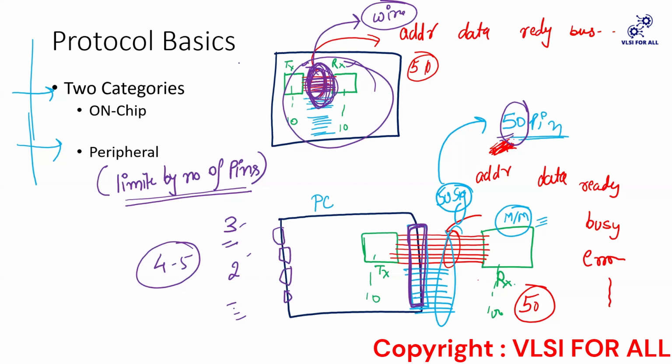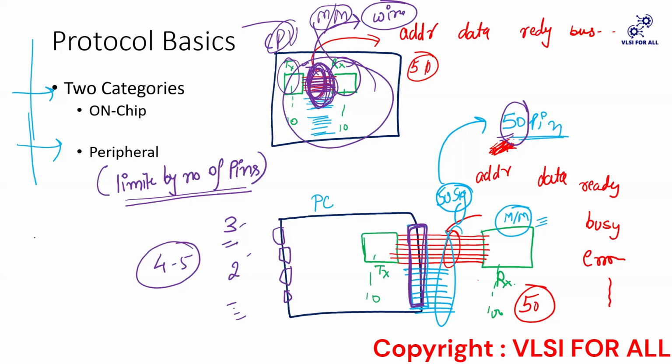Let me ask in another way. This TX RX is nothing but this is the CPU and this is memory. Do you agree, guys? Both are on chip. So if the CPU wants to access something, can you imagine?